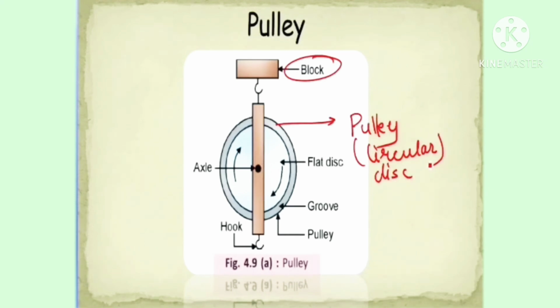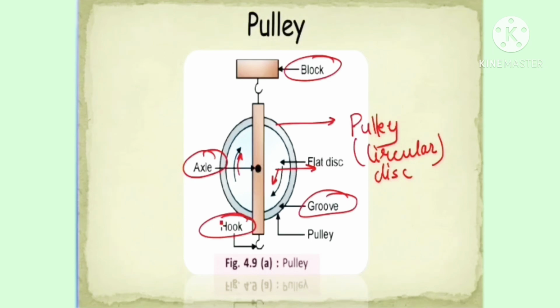Then this circular disc has one important feature: it has a groove which can rotate, and a rope can pass through it. Generally, pulleys are used in combination with ropes, so the rope can pass over the groove and be used conveniently to do a task. Okay, students, this is a flat disc. That means the circular portion is flat from the outside, and this is our axle around which the pulley is fixed to rotate. You can see these arrows are actually showing the rotation of the pulley.